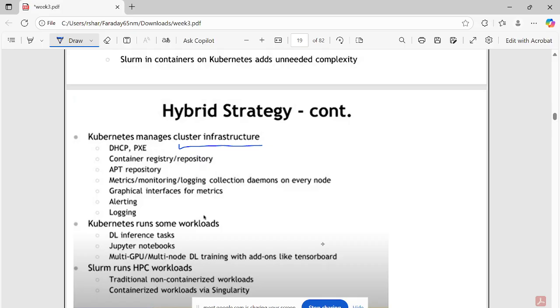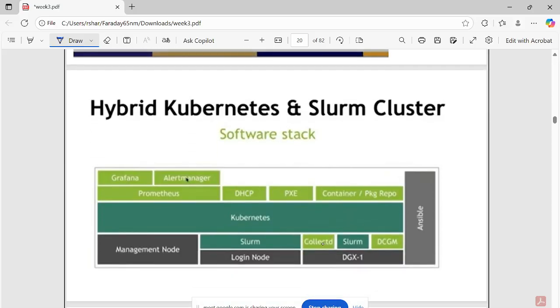These HPC workloads are traditionally non-containerized workloads. But nowadays we have a lot of HPC containers. So whatever people used to use, there are a lot of containers now, which is changing things. Hybrid Kubernetes and Slurm clusters.